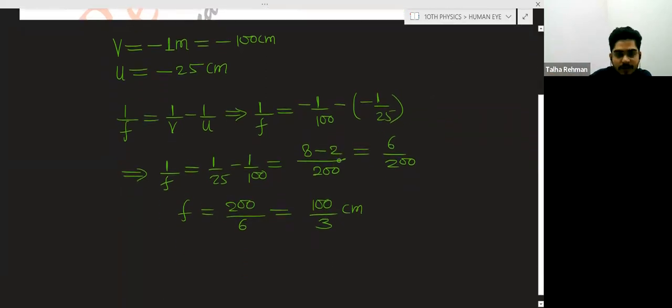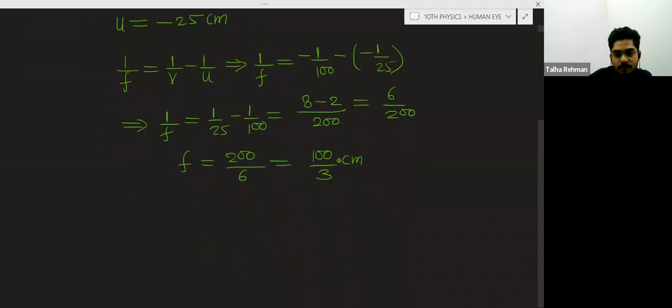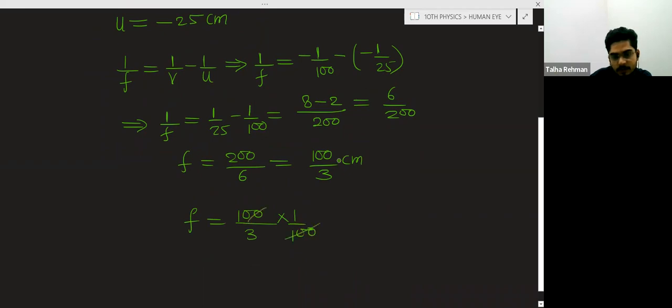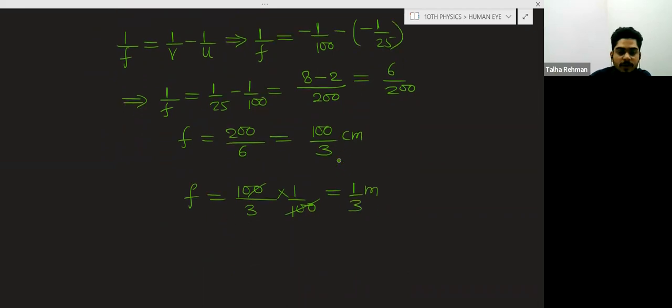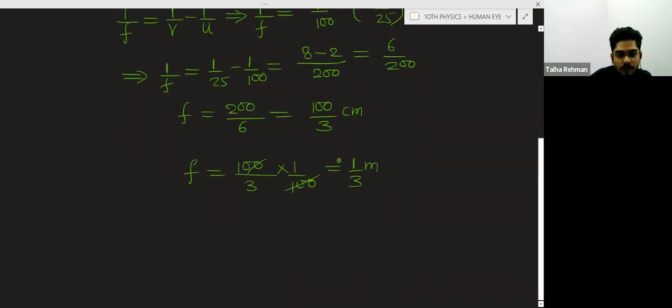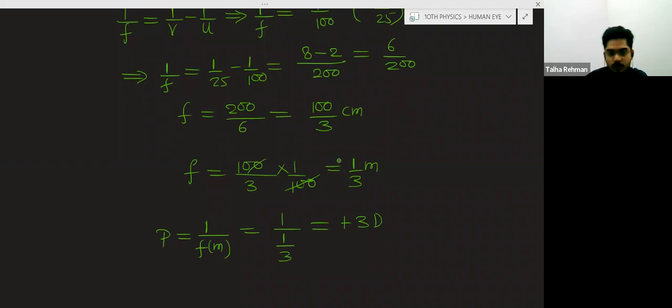Now when you will convert this focal length in meter, so you will divide this. This is 100 by 3 and 1 by 100. So its focal length will become 1 upon 3 meter. Now power of a lens is given by 1 upon focal length in meter. And what is focal length in meter? 1 divided by 1 by 3. So basically power of the lens you will get plus 3 diopter.